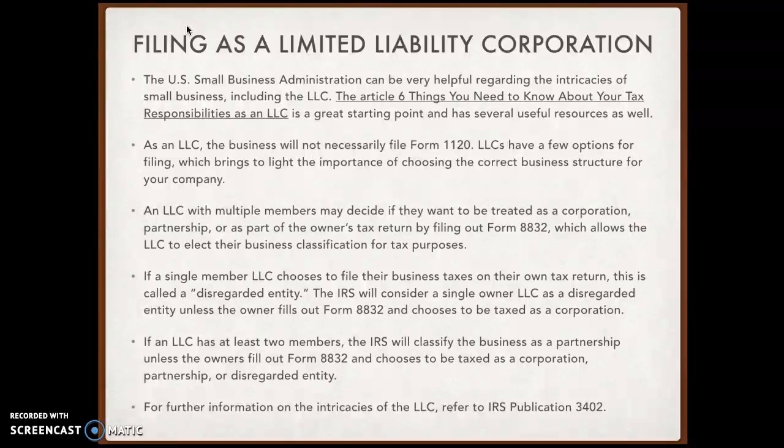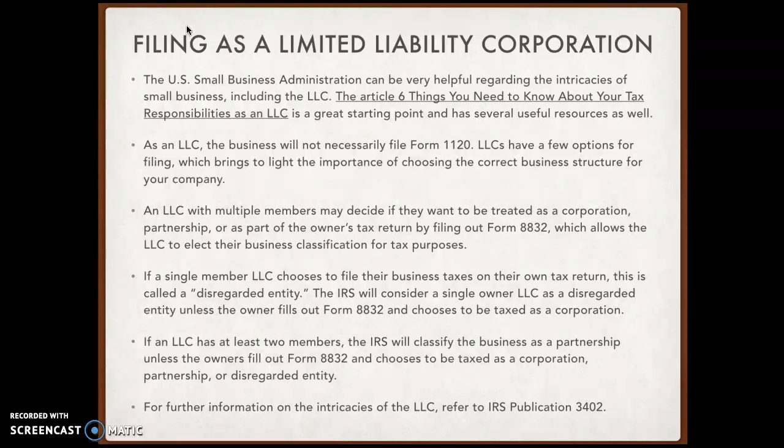As an LLC, the business will not necessarily file Form 1120, as we talked about. LLCs have a few options for filing, which brings to light the importance of choosing the correct business structure for your company. An LLC with multiple members may decide if they want to be treated as a corporation, a partnership, or as part of the owner's tax returns by filling out Form 8832. Form 8832 allows the LLC to elect their business classification for tax purposes.